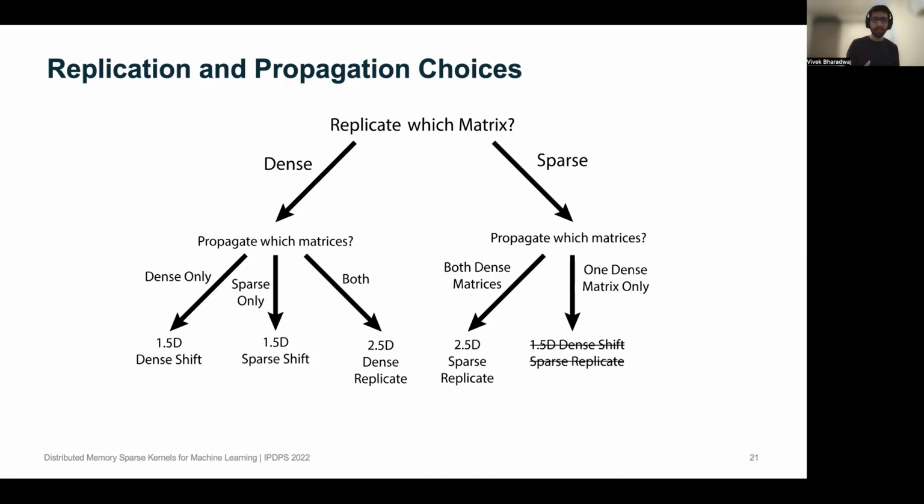If we choose to replicate the dense matrix, we can choose to propagate both the dense matrix and the sparse matrix. This leads to a 2.5D dense replicating algorithm, or we can choose to propagate either the dense matrix only or the sparse matrix only, which leads to 1.5D dense shifting and 1.5D sparse shifting algorithms, respectively. On the other hand, if we choose to replicate a sparse matrix, you can choose to propagate both dense matrices. That's a 2.5D sparse replicating algorithm. Or if we choose to propagate only a single dense matrix, you get what we call 1.5D dense shift and sparse replicate. We don't consider this algorithm because its properties in theory are strictly inferior to the 2.5D sparse replicating algorithm.